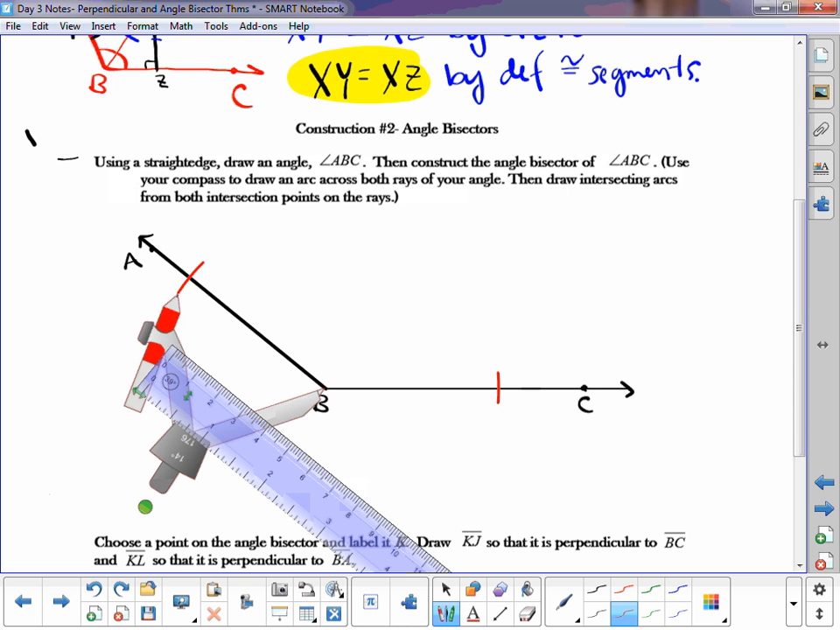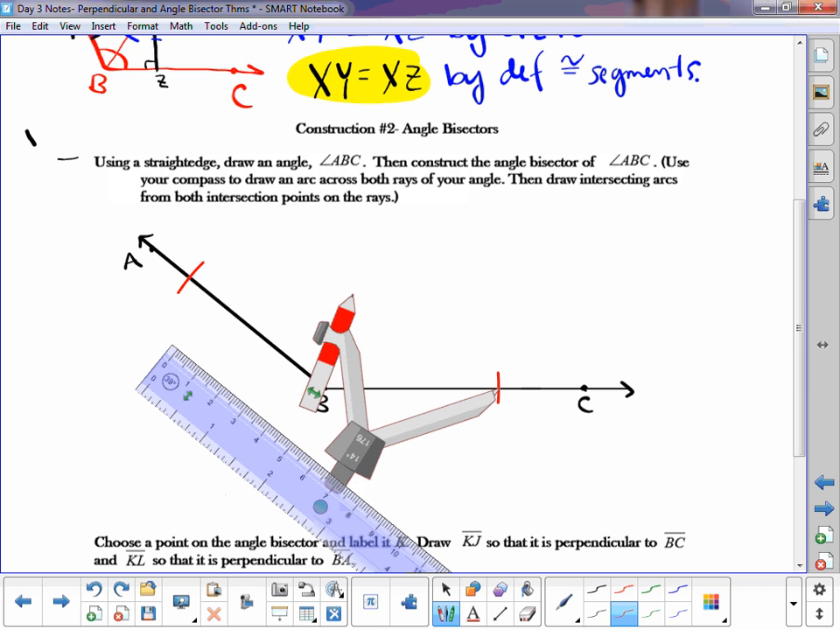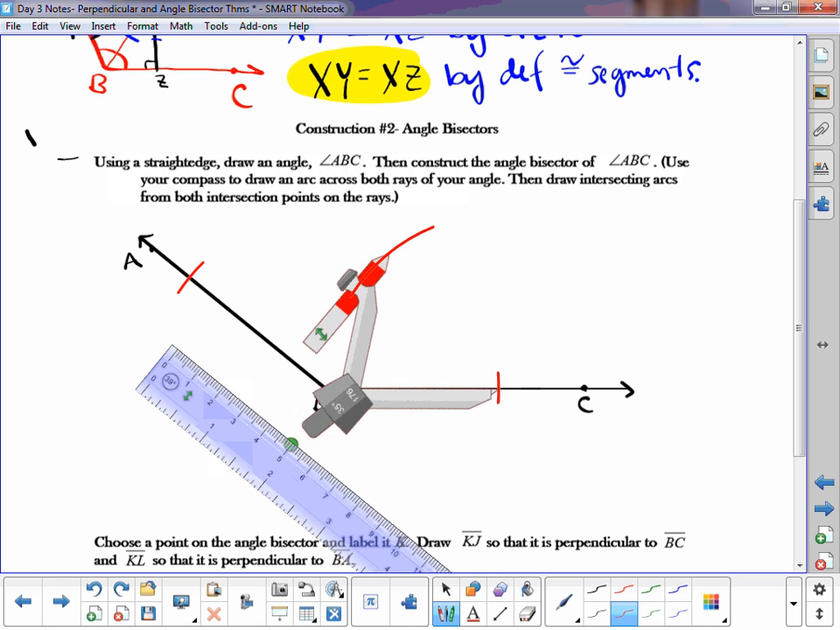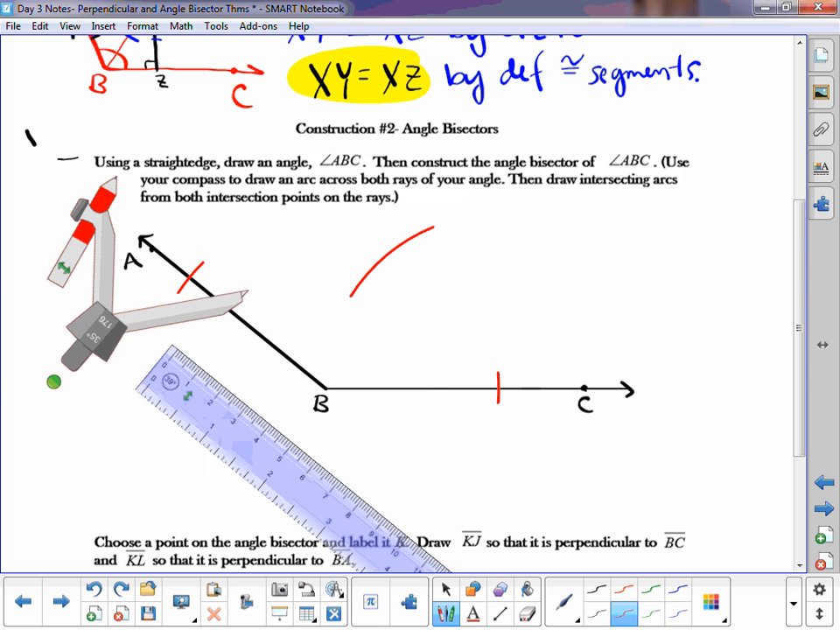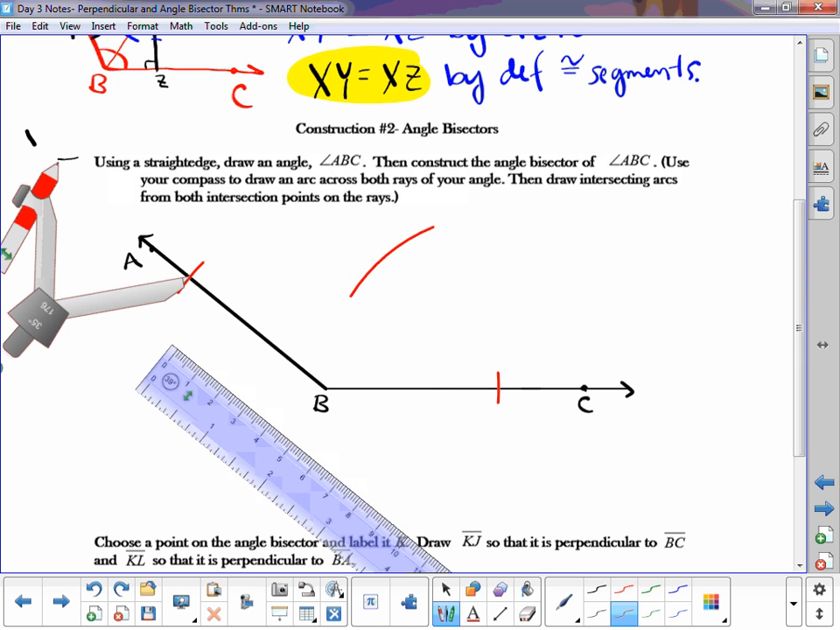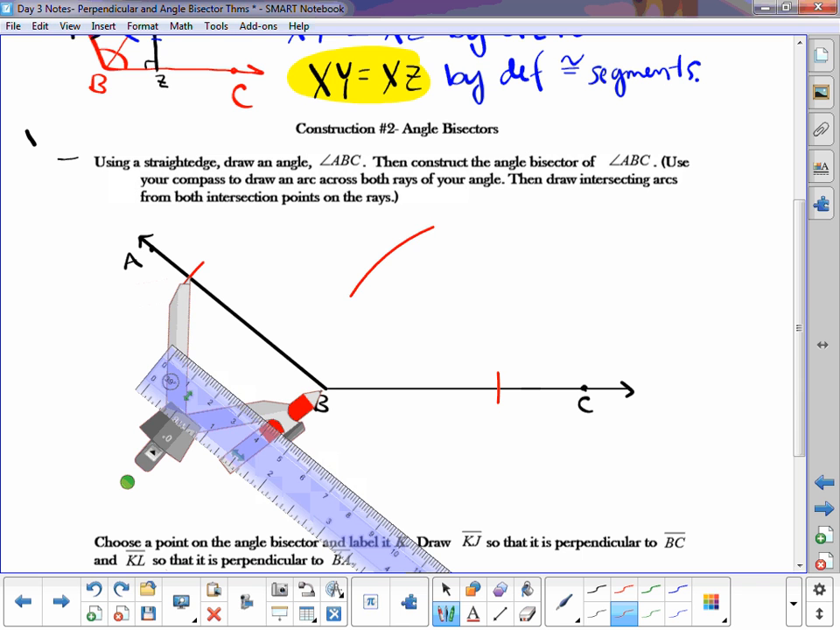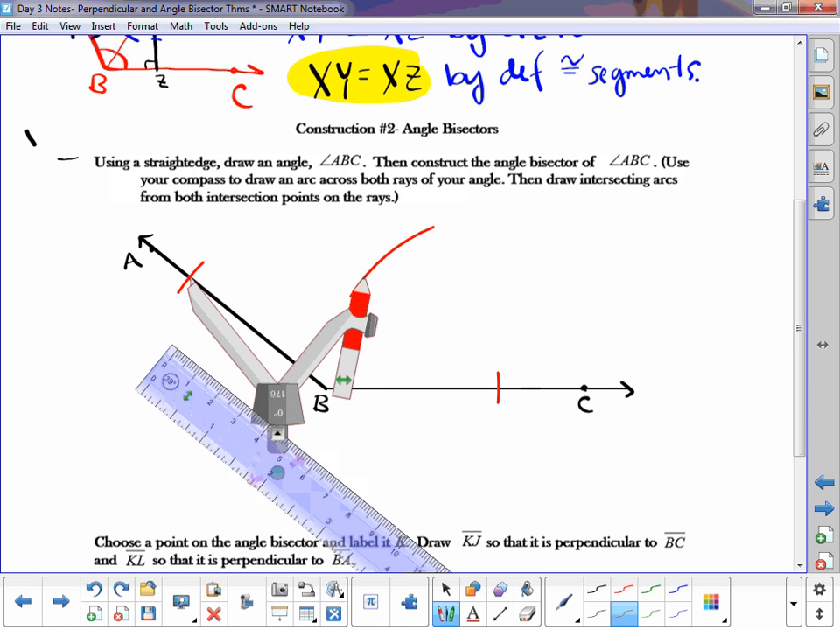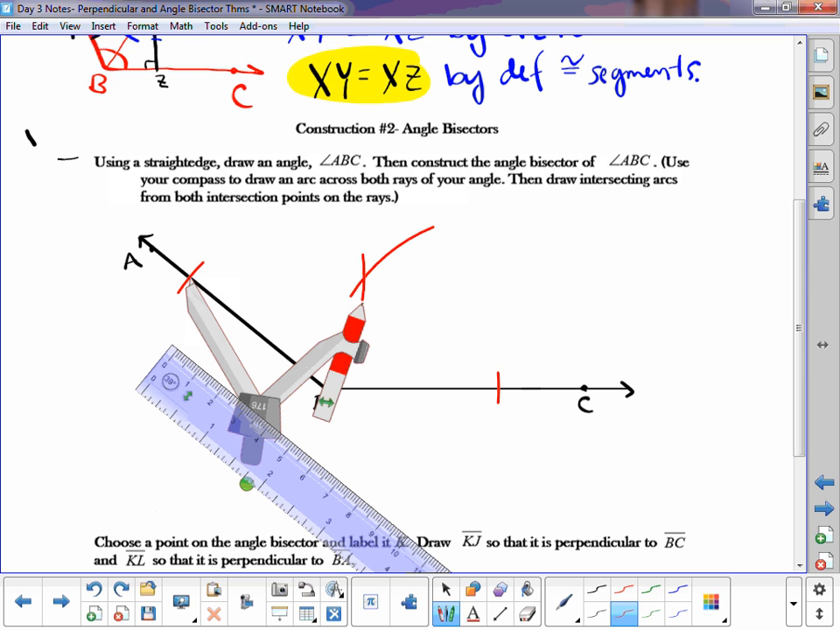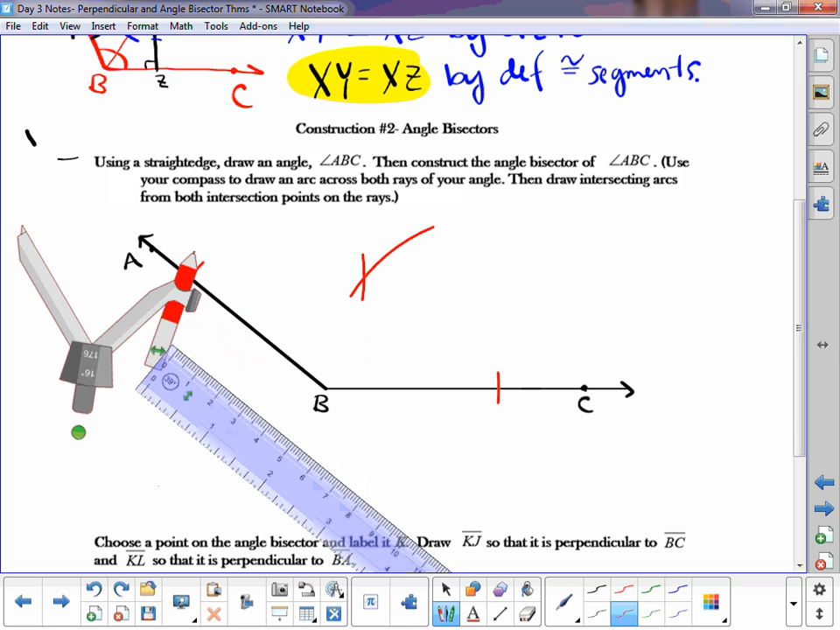And then you can either leave your compass the same or make it a little bit larger. You're now going to set your compass on those markings, on those intersections, and draw a little arc on either side to intersect there. Okay, so again, you can leave your compass the same or adjust it and draw those intersecting arcs there. That is what you're going to connect for your angle bisector.